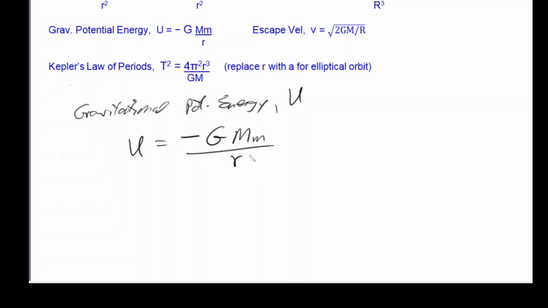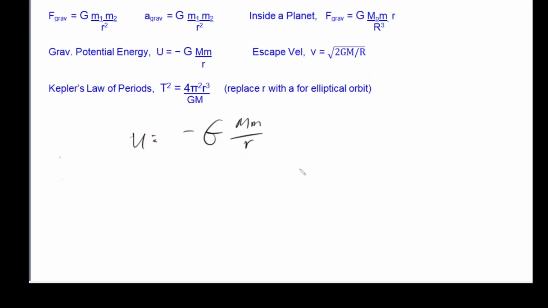And this shows that as r goes to infinity, potential energy becomes zero. And as r decreases, potential energy becomes more negative, or decreases as well. Let me give you an analogy as to why the potential energy becomes more negative as r decreases. The main reason is that it's due to where we choose our reference point, where U equals zero.